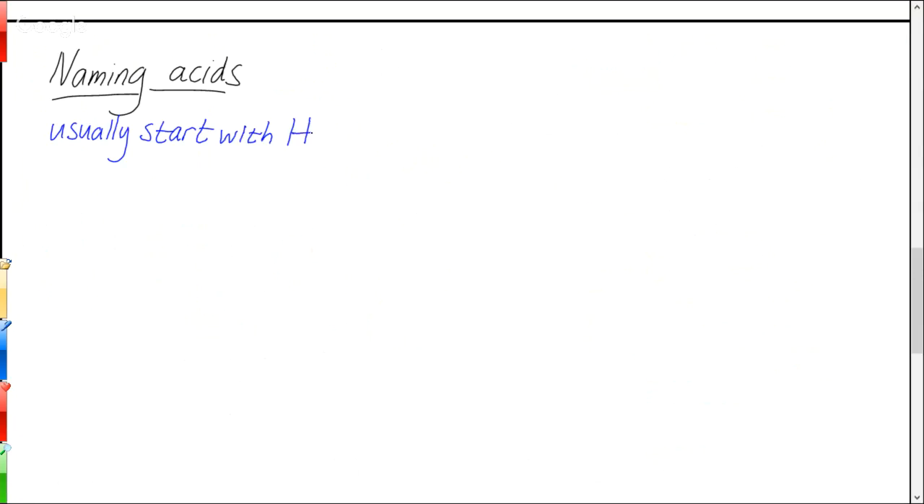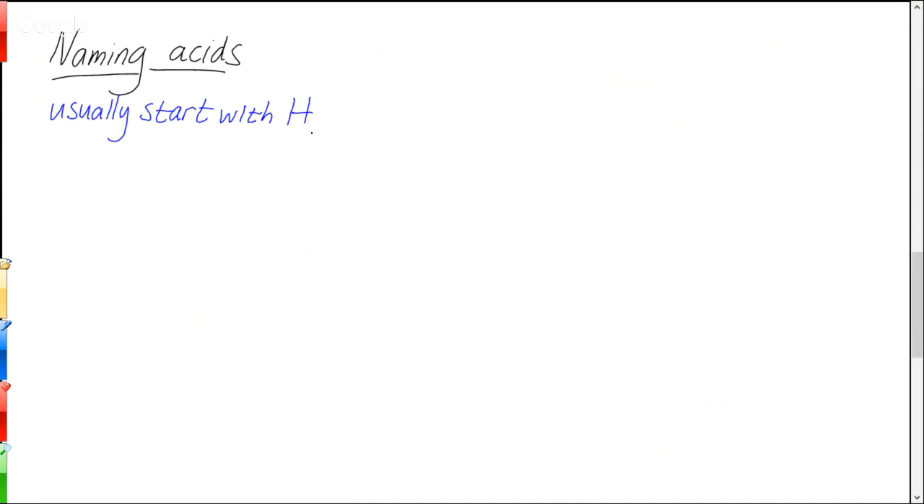Formulas for acids usually start with hydrogen. There are some exceptions to that, like water, which is H2O, but is not always an acid. But other molecules that act as acids, generally the formulas start with H. So that's your clue that you need to name these things like acids and not using other techniques that we've done naming for. There's two categories of acid.